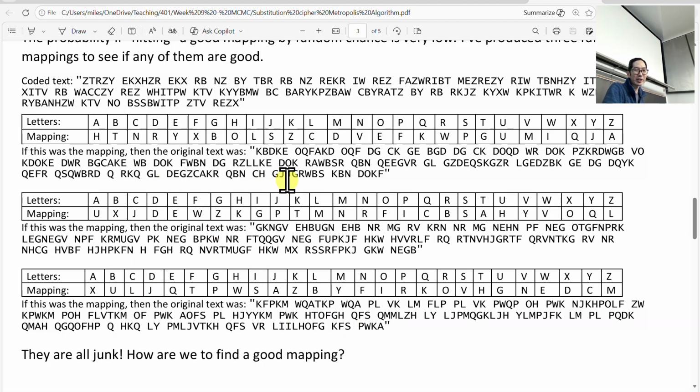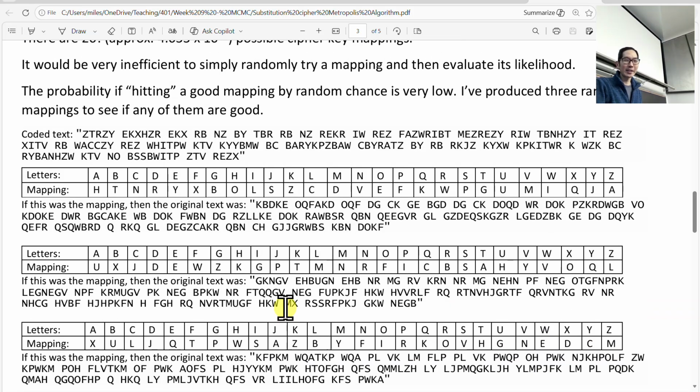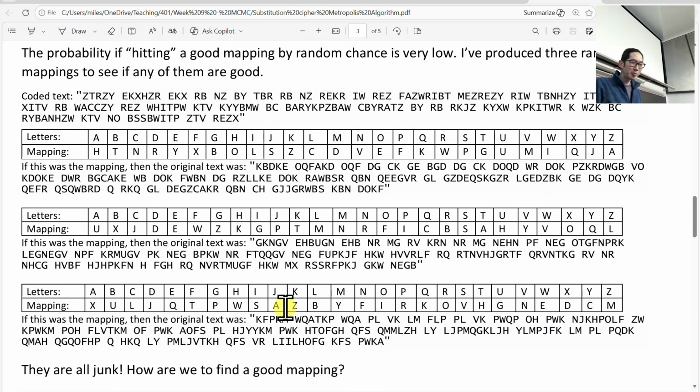You apply this one, you get KBDKE. You apply this one, you get GKNGV. You apply this one, you get KFPKM. Okay? So it feels hopeless because every single one of these is bad. Right? And just proposing one random cipher key and hoping it's a good hit, that's not going to work.